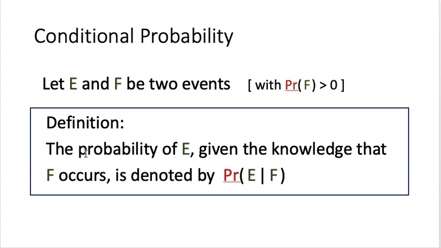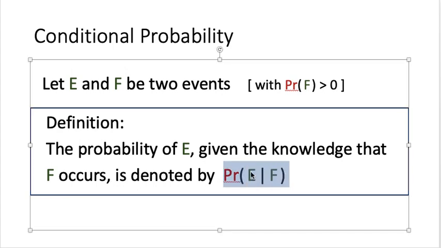So we define something called conditional probability. The probability of E, given the knowledge that F must occur, will be denoted by this term, probability of E with a vertical bar F. So it reads as probability of E given F. So given the knowledge of F that it has to occur, then what is going to be the chance of E to happen under this scenario?